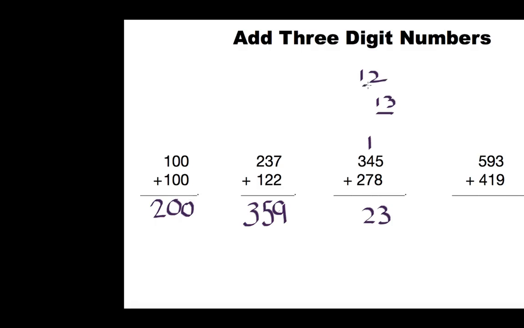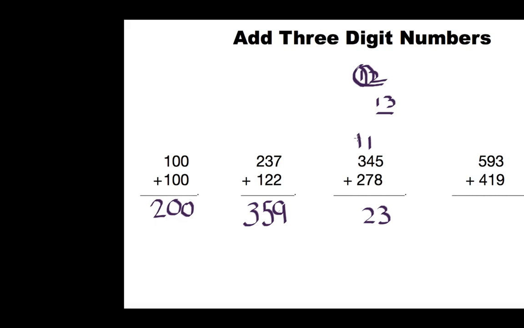We put the 2 right here, and now we're going to bring that 1 to the top, because we're starting now with the tens place, because we're adding the tens. So now that 1 goes in the hundreds place. We have 100 here, and that might be a little bit confusing.